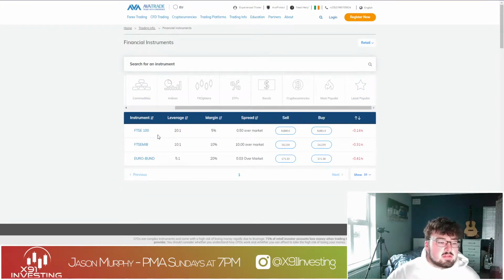Least popular ones, so Eurobond, FTSE MIB, FTSE 100. These are what they're saying is the small, they're not being traded much on their platform. If you look down here, 71% of retail investor accounts lose money, right? That is lower than the average.